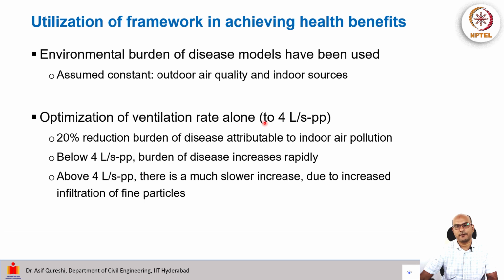If we do that, for example, to a value of 4 liters per second per person, studies have said that up to a 20% reduction in the disease burden attributable to indoor air pollution can be achieved. So we would have a certain burden of disease attributed to indoor air pollution, and if we optimize the ventilation rate alone, in this case to about 4 liters per second per person, we can already have a 20% reduction in this disease burden. If the ventilation rate goes below 4 liters per second per person, the burden of disease generally increases rapidly. So we must maintain some minimum ventilation rate.